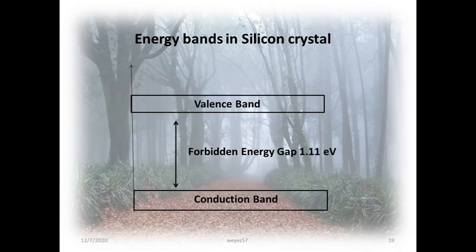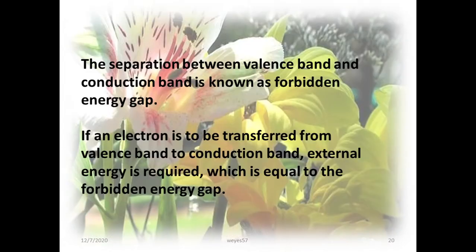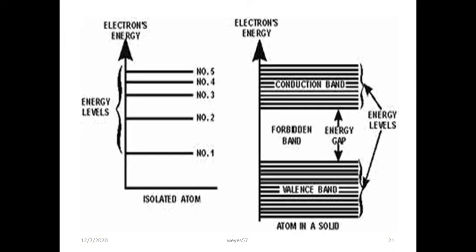Since there is a difference between the valence band and conduction band, for silicon the band gap is 1.11 electron volt, and this is called the forbidden energy gap. The lower band is the valence band and the upper band is the conduction band. The separation between the valence band and conduction band is known as the forbidden gap, and if an electron is to be transferred from the valence band to the conduction band, external energy equal to the forbidden energy gap is required.